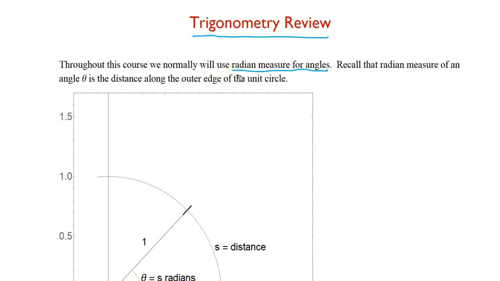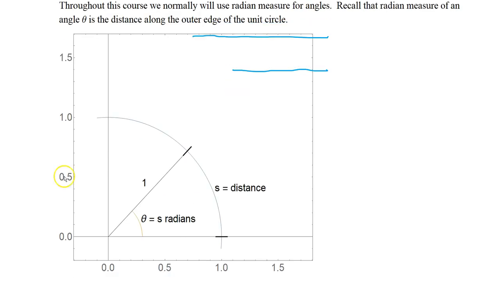So for radian measure, if we're given the unit circle, which we have represented down here in this graphic, this arc is a part of the unit circle. Notice that the radius of the circle is 1, which we have labeled here. Now we have an angle represented here, and that angle is s radians.